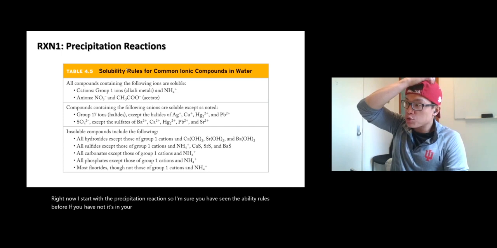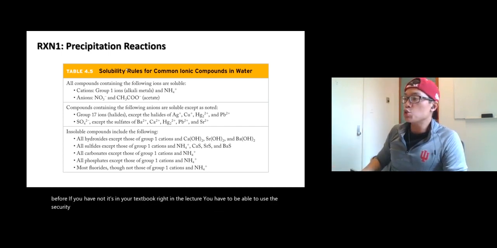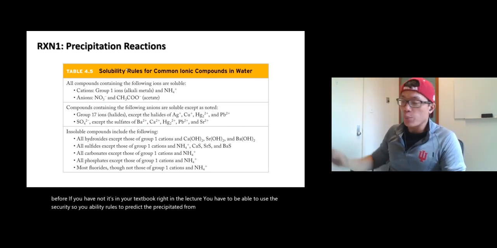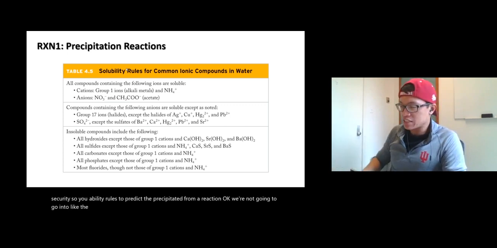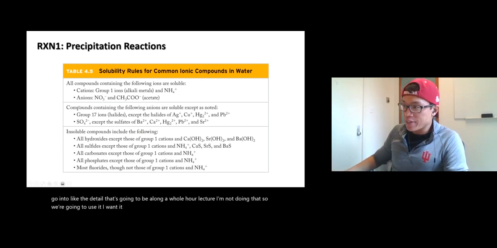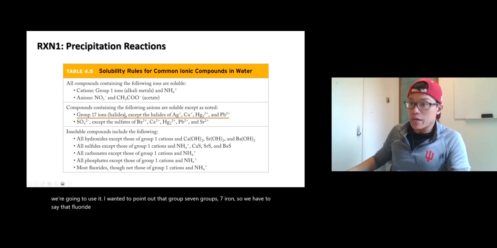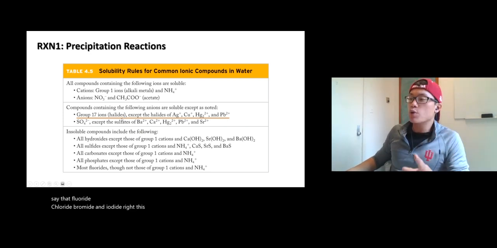In the lecture, you have to be able to use the solubility rules to predict the precipitate from a reaction. We're not going to go into the detail because that's going to be a whole hour lecture. I'm not doing that, so we're going to use it. I want to just point out that group 7 ions, fluoride, chloride, bromide, and iodide, we call this group halide.